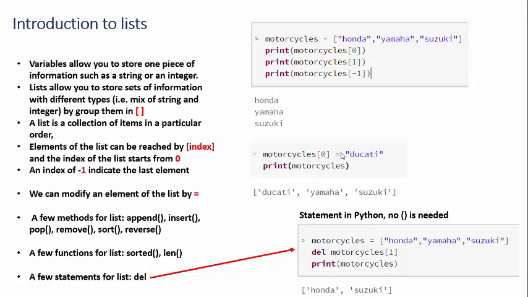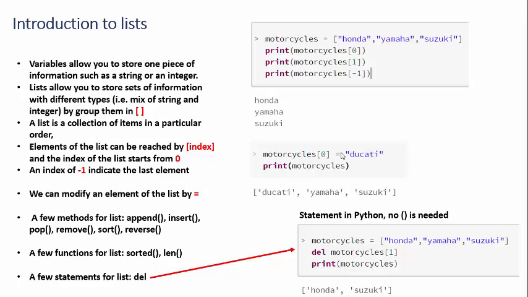Similar to variables, a list also has a few methods that we can apply. The typical methods are append, insert, pop, remove, sort, and reverse. We're going to describe those in detail on the next page. And also, in addition to the print function, there are a few other functions we can apply to the list as well. There are the sorted and length functions. We're going to describe these later on the next page as well.